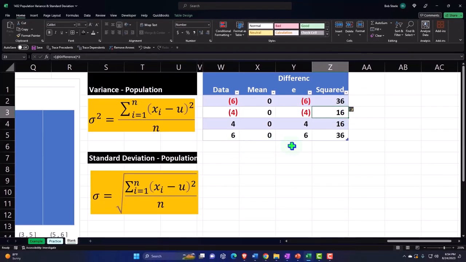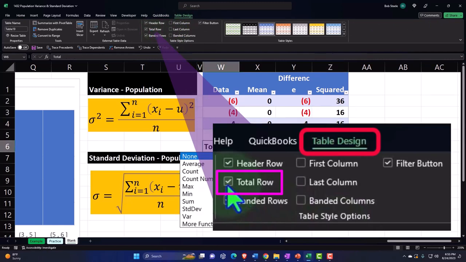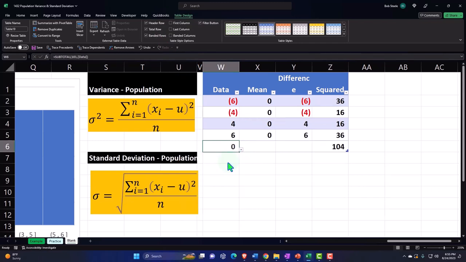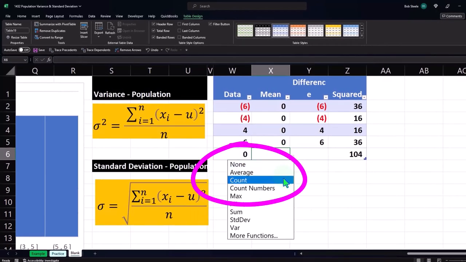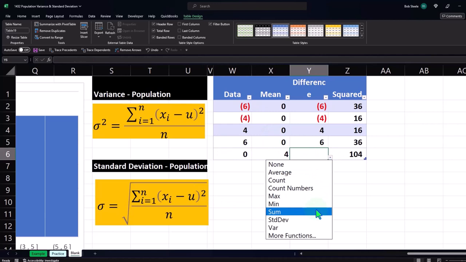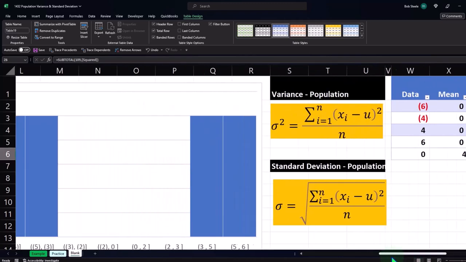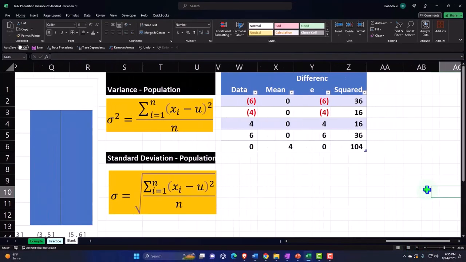I'm going to add a total row at the bottom now. We can do that by going to the Table Design and Totals. Now, if I add up all my data and I just take the average, by the way, that's where our zero comes from. And if I count my data here, there's 4 of them, right? And then I can take the sum of the differences, which is always going to add up to 0 because we're comparing everything to the middle point, or the mean. And then we've got the squared amount instead of the absolute value. So before we had 20 because we just took the absolute value. And now we've got, of course, a bigger number of 104.